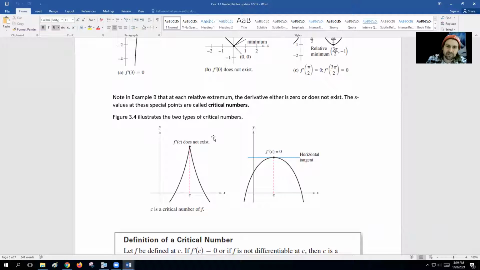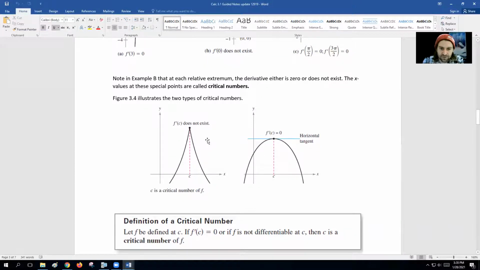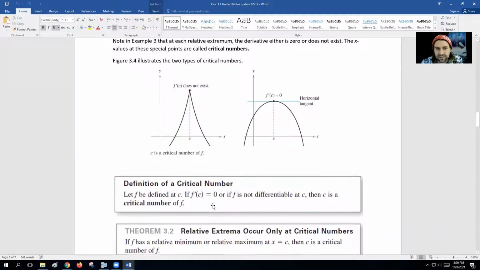Any critical number here, we'll make a note, is when we have a horizontal tangent or when the derivative does not exist. For the most part, and we actually have the definition here, we can find these critical numbers when f prime of c equals 0. So we've done a lot of time taking derivatives. What we're going to do in this chapter is find critical numbers, and those critical numbers are when f prime of c equals 0, or when f prime of c does not exist. Those are spots that we're going to make sure that we note and plot on our graphs.